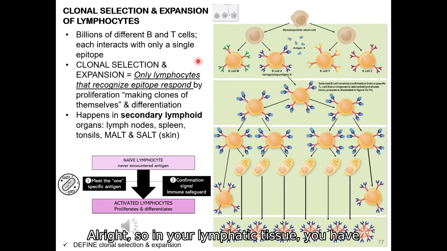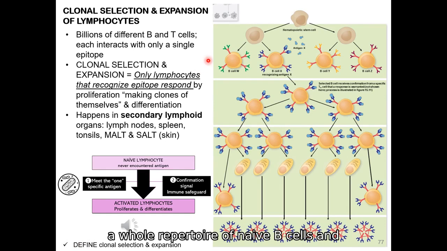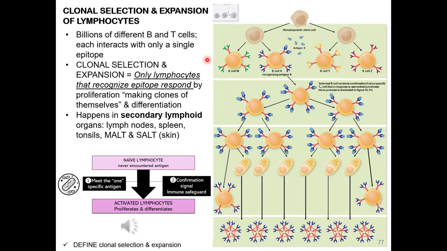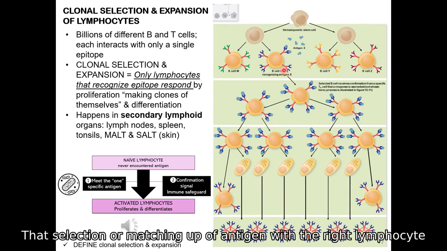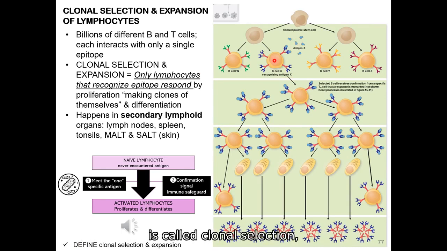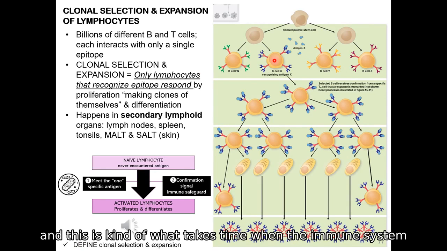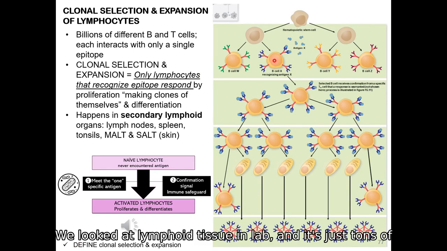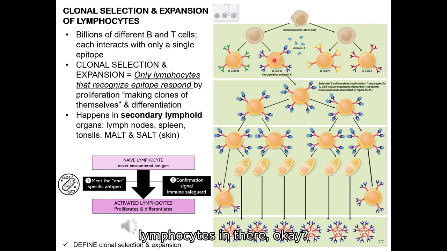All right, so in your lymphatic tissue, you have a whole repertoire of naive B cells and B cells that each recognize one particular antigen. That selection or matching up of antigen with the right lymphocyte is called clonal selection. And this is kind of what takes time when the immune system is naive, because you have to find the right lymphocyte. We looked at lymphoid tissue in lab, and it's just tons of lymphocytes in there, okay?